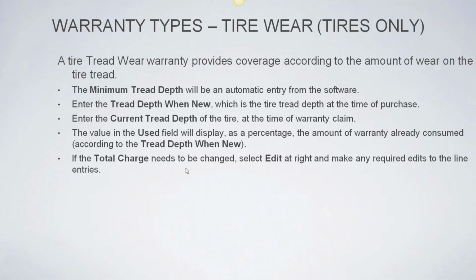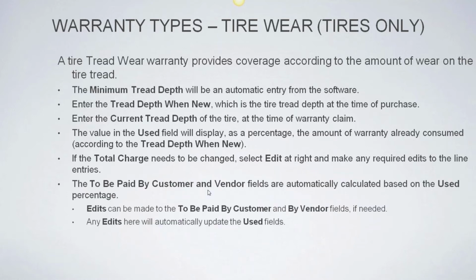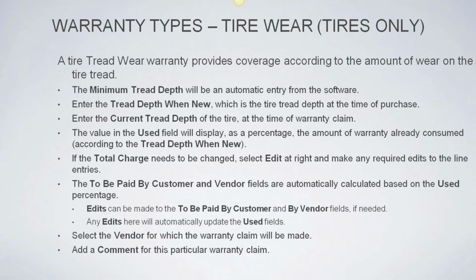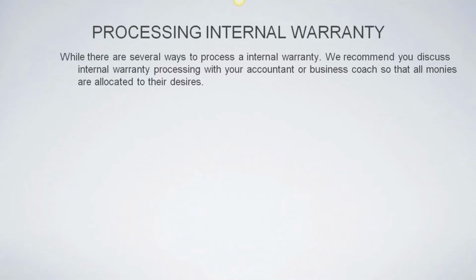If the total charges need to be changed, select the edit, just like in all the other warranties. The to be paid by customer vendor fields will automatically recalculate. Okay. Select the vendor for the warranty. Add any comments you want. Click OK to commit to your changes. Those are the 3 types of warranty: simple, prorated, and tire wear. They're all pretty simple to work with.